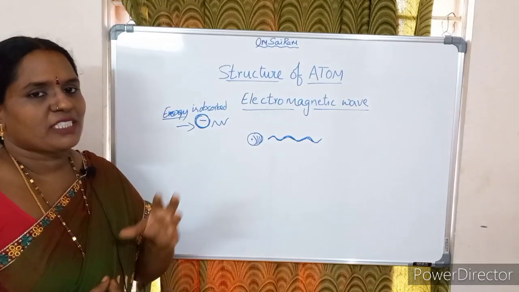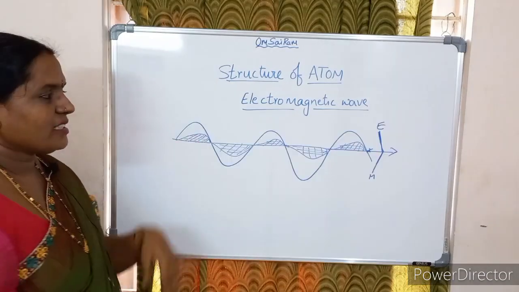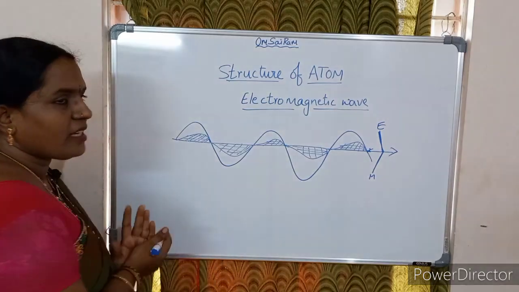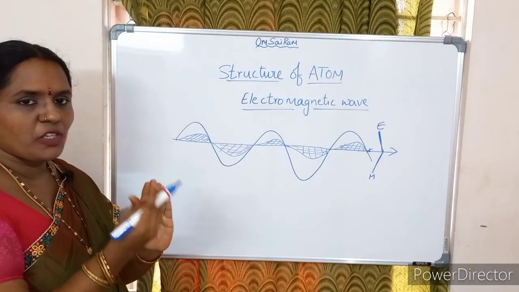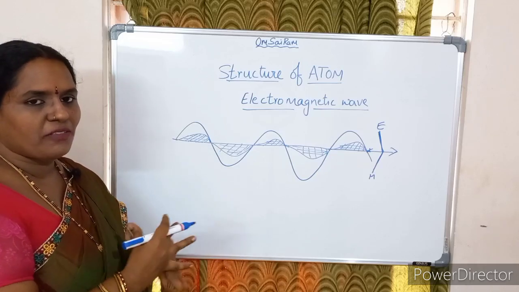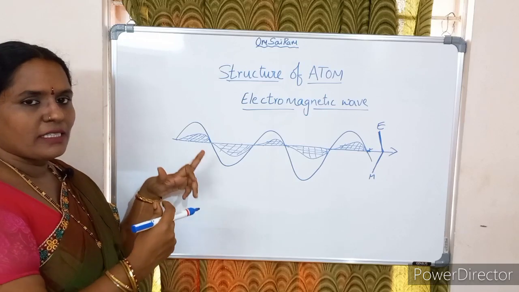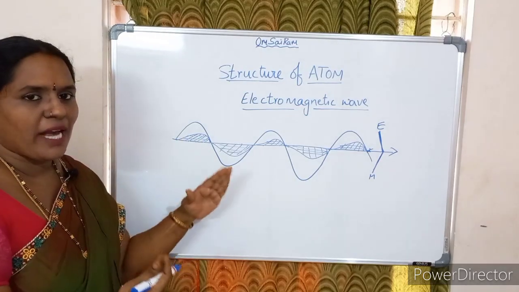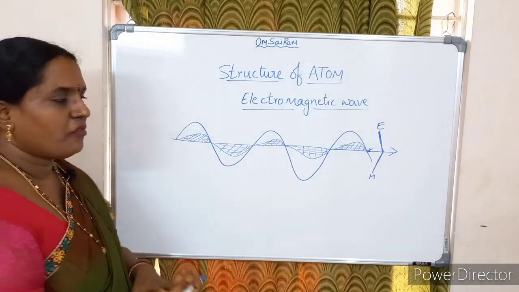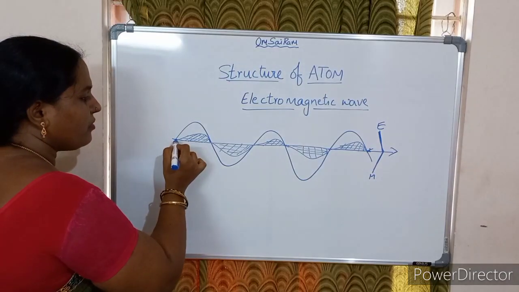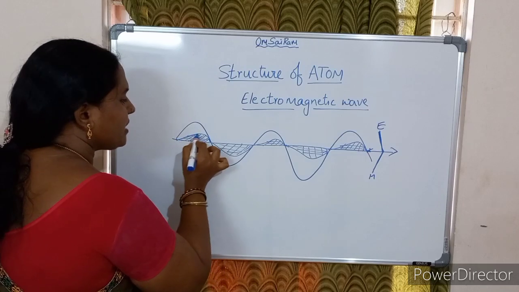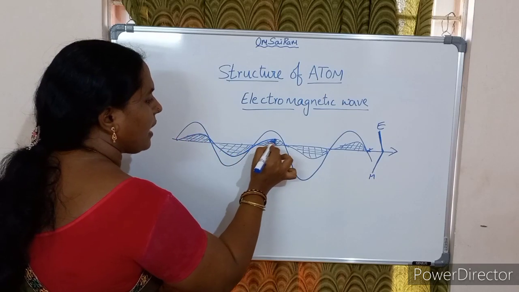Now we will see some features regarding electromagnetic waves. Consider this as an electromagnetic wave. What is an electromagnetic wave? The continuous propagation of electric field and magnetic field. The charged particle vibrates and leads to a change in the electric field and magnetic field surrounding it, which propagates in the form of a wave. If the electric field propagates like this, the change in magnetic field propagates like this.